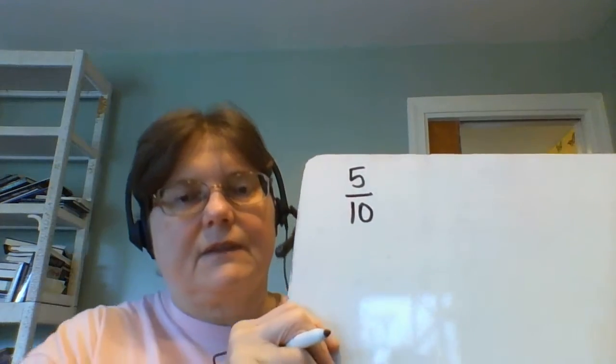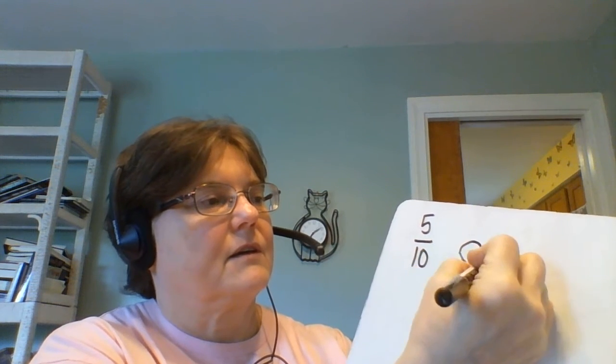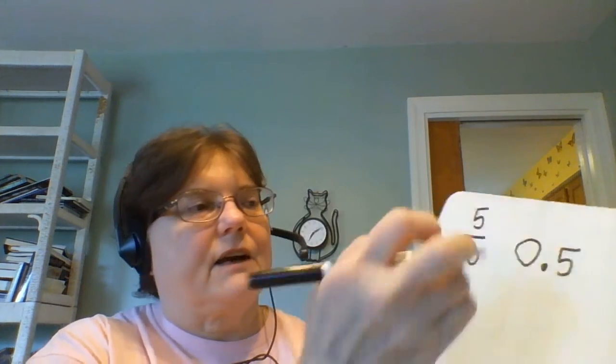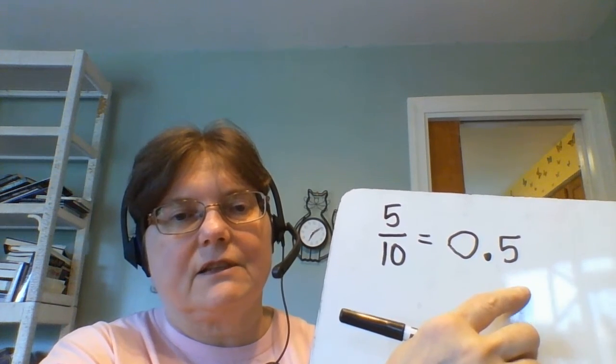Now let's try some for review. How would we write 5/10 as a decimal? Well, there's nothing in front of it, so there's nothing in the ones place. Then our decimal, and then our 5 in the tenths place. 5/10 equals 0.5.